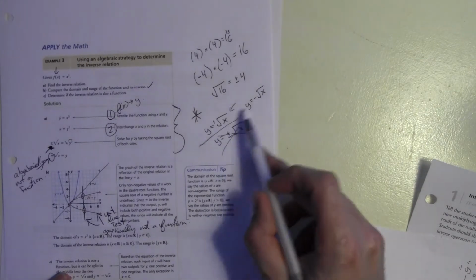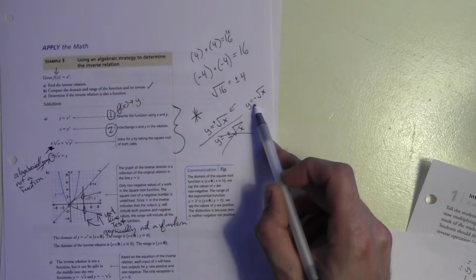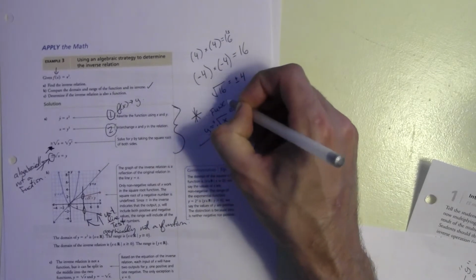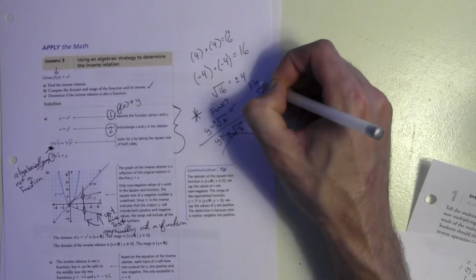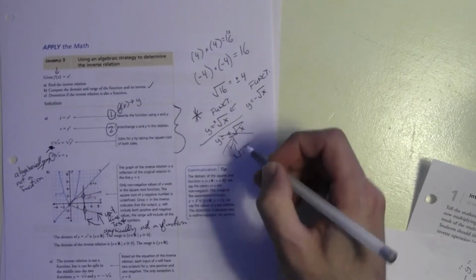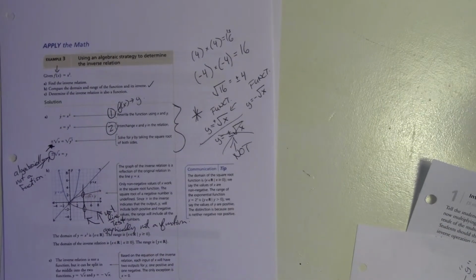Right? This is the same function. This is the parent function, and this is a reflection in the x-axis. So this is a function. This is a function. This is not. Can't have both at the same time. Okay? Got it. Another question?